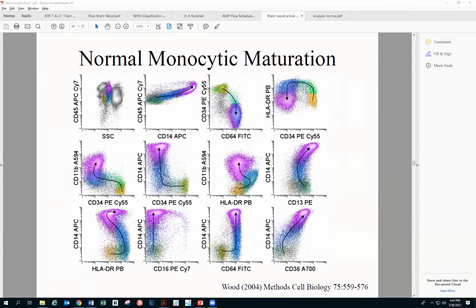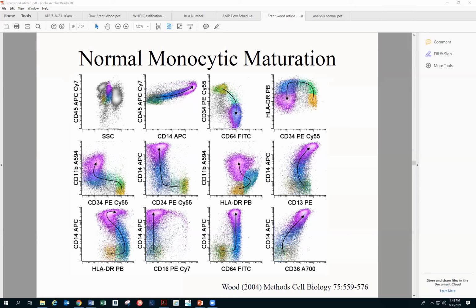Okay, so let's see the 14. I am emphasizing it again and again so that it stays in your mind: as the monocyte matures, it acquires 14. CD14 will be the brightest in the monocytes. So remember that.